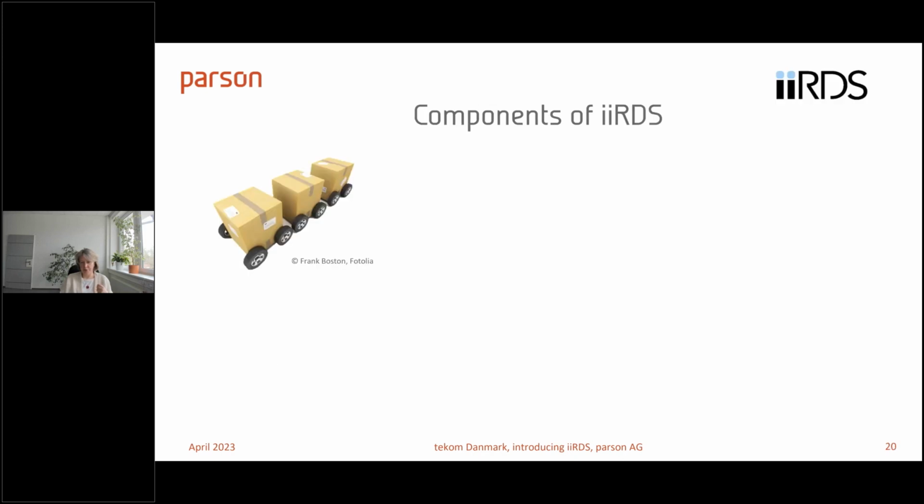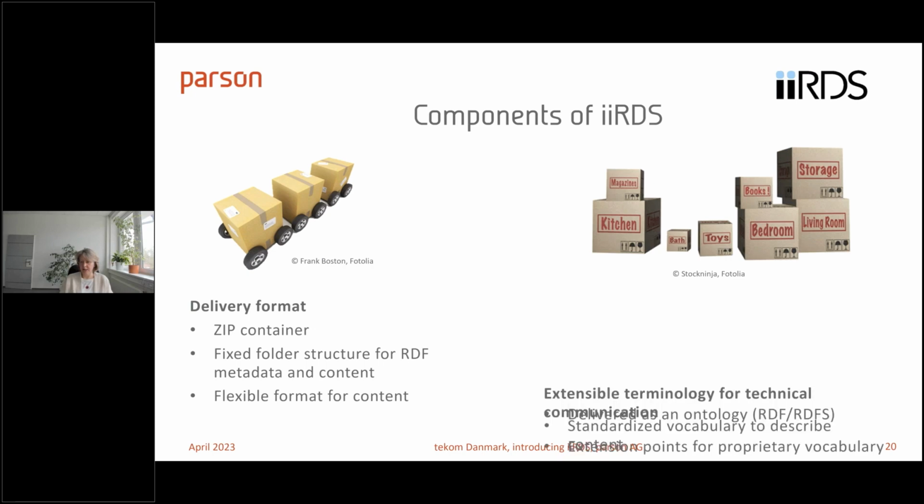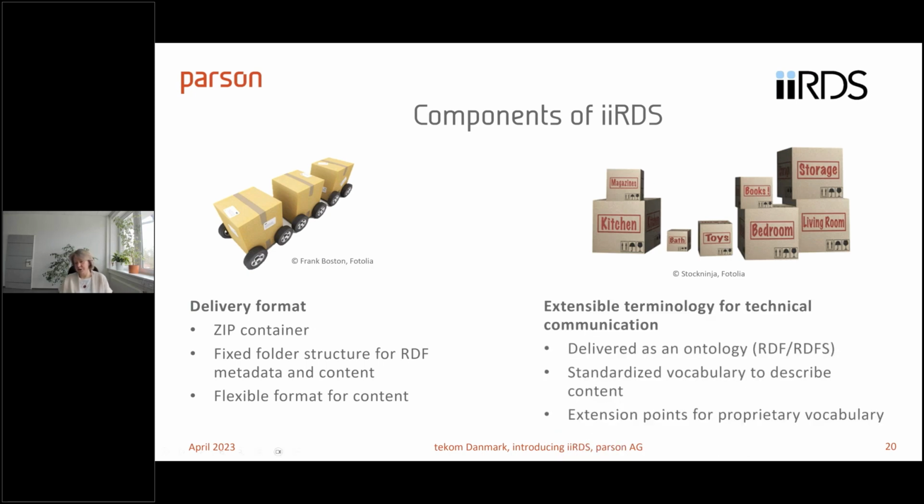The two main components of iiRDS are, as I said, the delivery format, which is a zip container. I will show that to you in a second. And the core component is the vocabulary, the metadata vocabulary, which iiRDS delivers as an ontology in an RDFS schema. I will talk about that later. So this gives you standardized metadata classes, subclasses, and down to the actual labels. So you have a standardized vocabulary to describe your technical documentation content and enrich it with metadata.